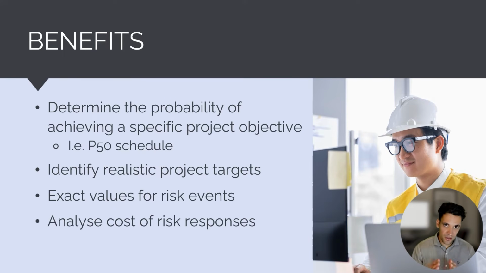The benefit of a quantitative risk analysis is it actually gives us a specific probability of achieving each of the specific project objectives. So we can develop what's referred to as a P50 schedule, an anticipated finish date based on a 50% likelihood. It also allows us to identify realistic project targets and give us exact values for different project risks, and to also help us analyze the cost of risk responses versus the benefits.